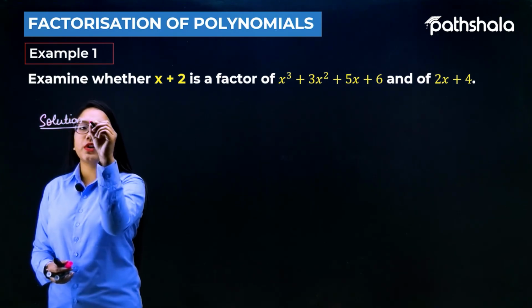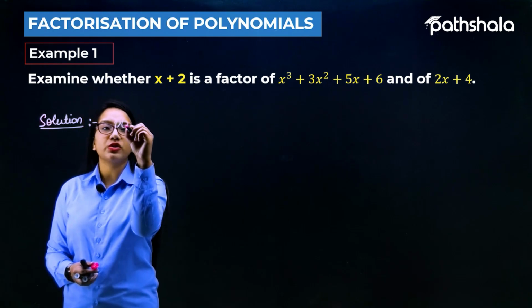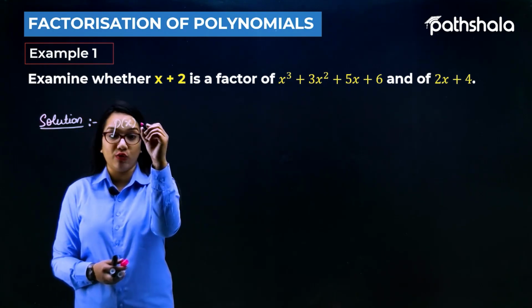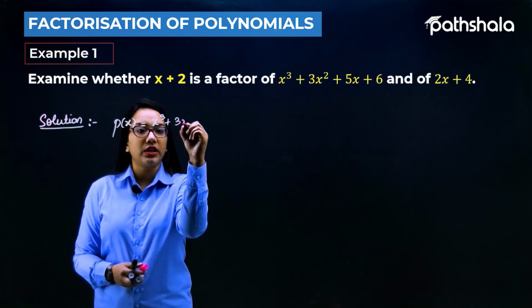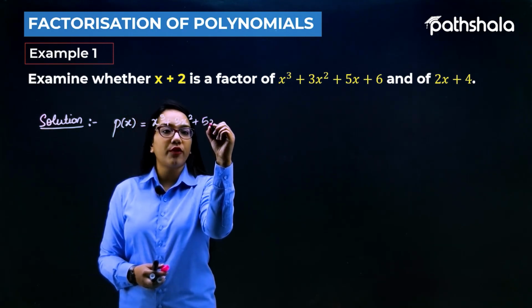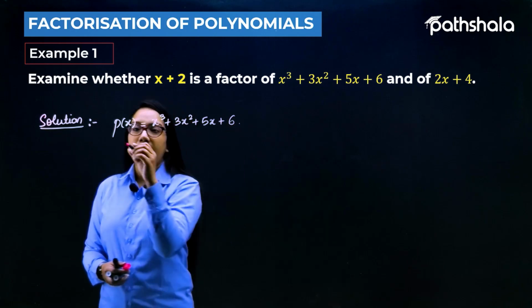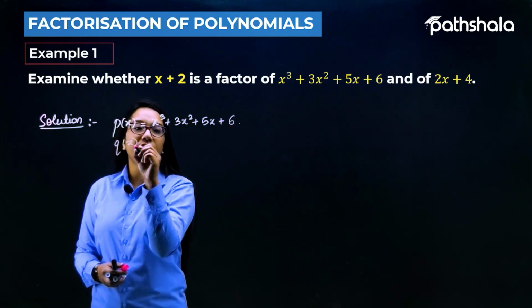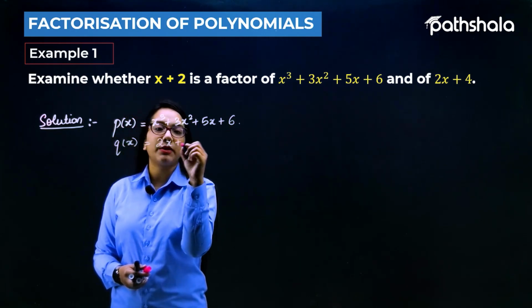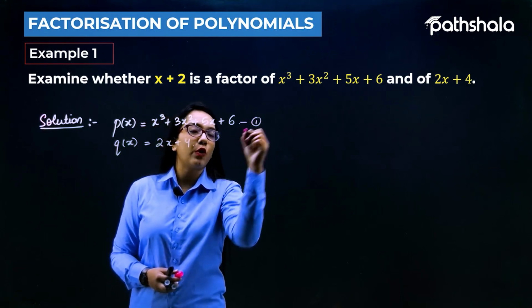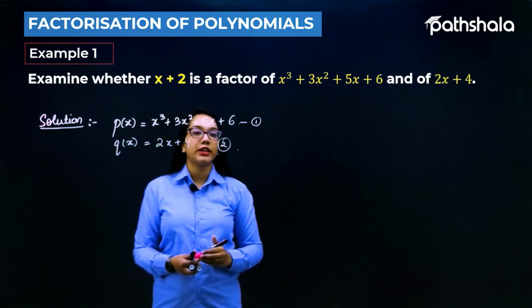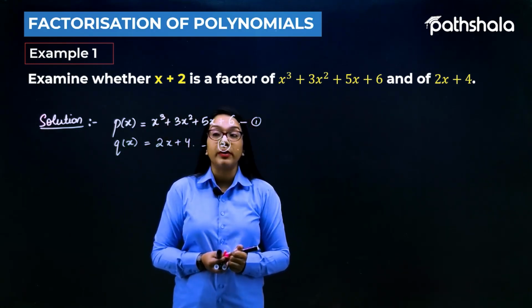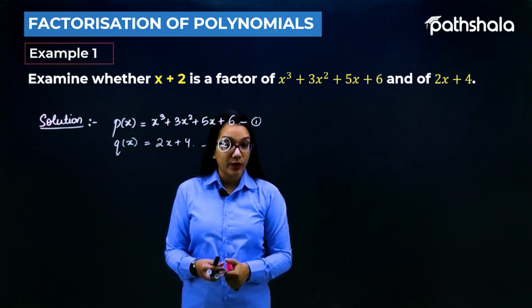Let us suppose the polynomial functions are p of x and q of x. Let p of x be x cube plus 3x square plus 5x plus 6, and I am taking the polynomial q of x as 2x plus 4. I am calling them 1 and 2. We have to examine whether x plus 2 is a factor of the p of x polynomial and the q of x polynomial.